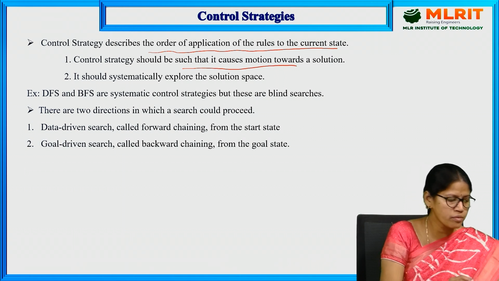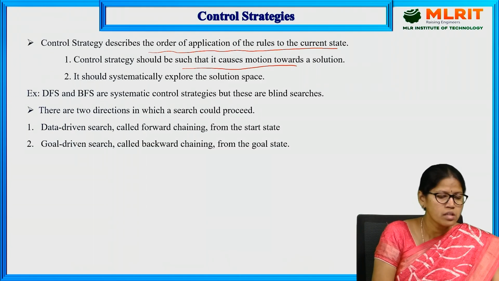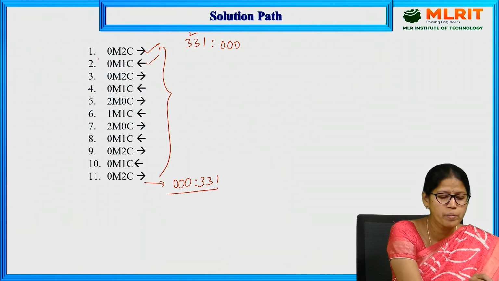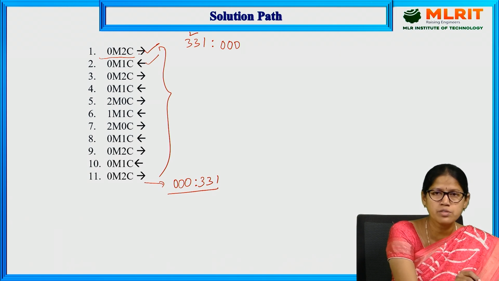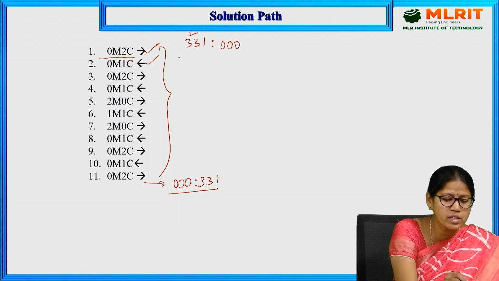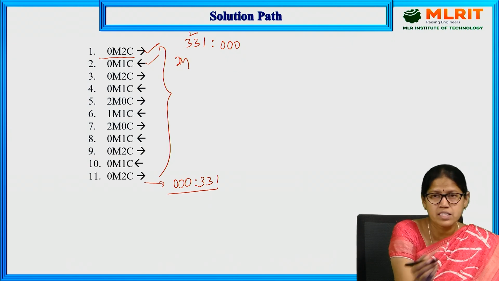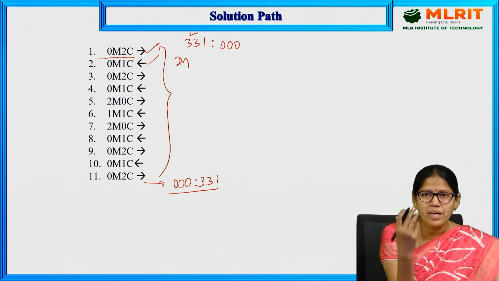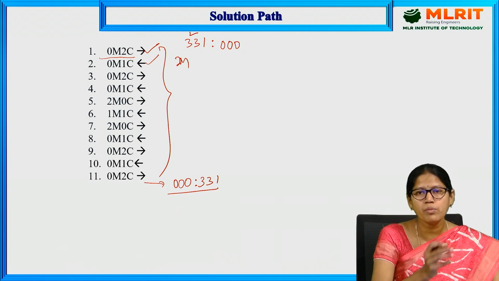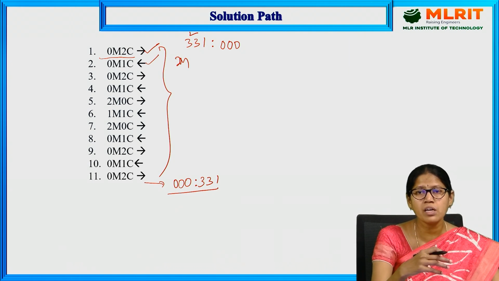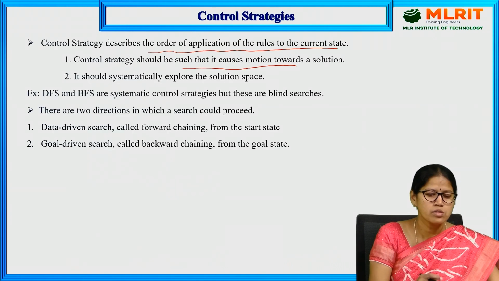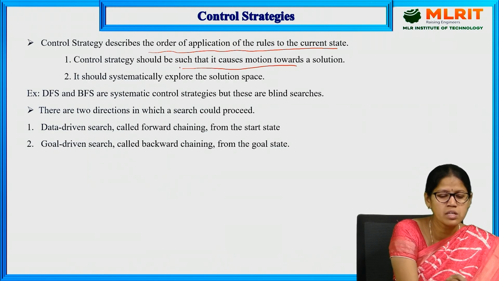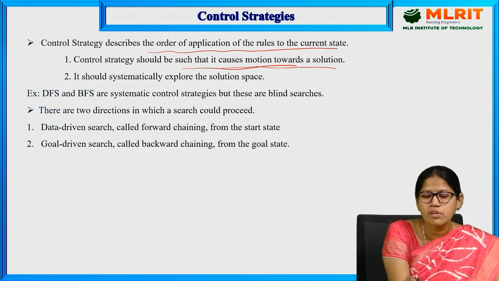For example, if you look at this first operator, when we take 0 missionaries, 2 cannibals, and later again we are taking, for example, 2 missionaries next time, then it is a looping statement. When we apply some control strategy or some rule, it should lead to the solution, not to looping or wasting time. So that is what the first one is: it causes motion towards a solution.